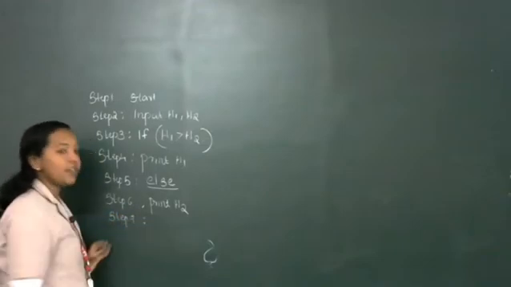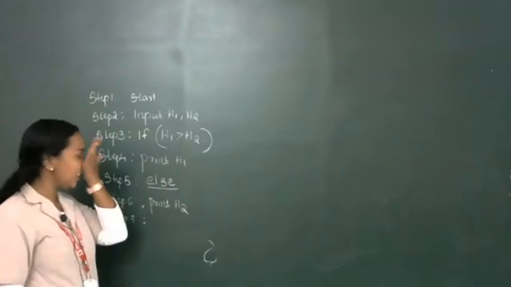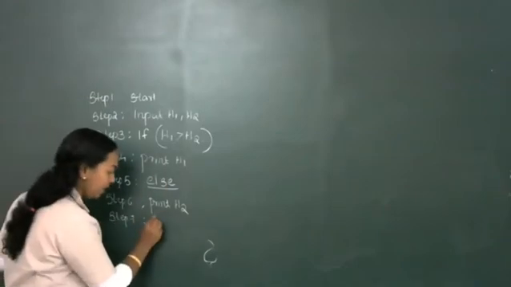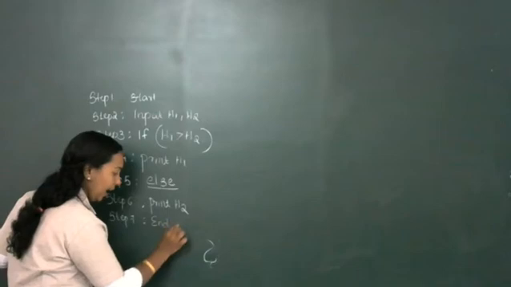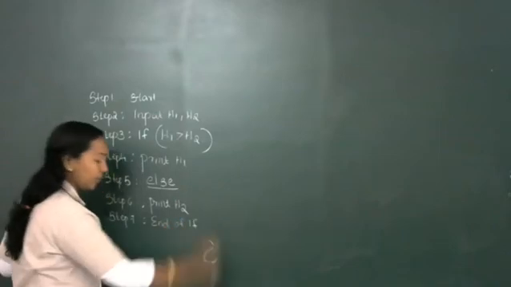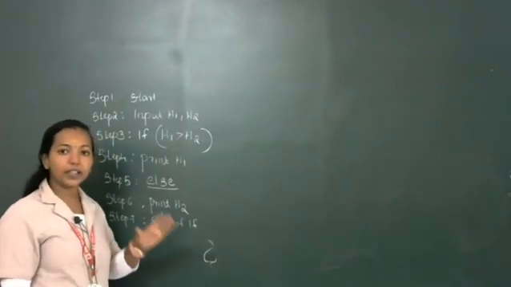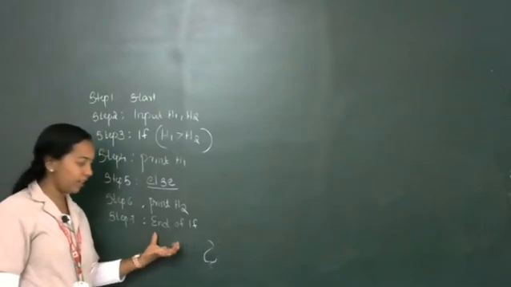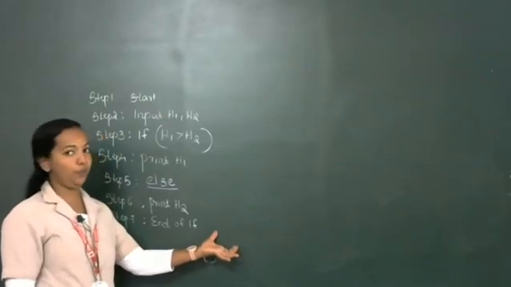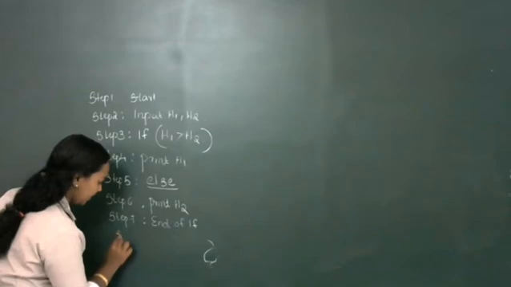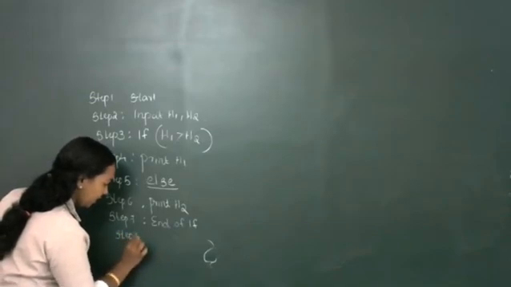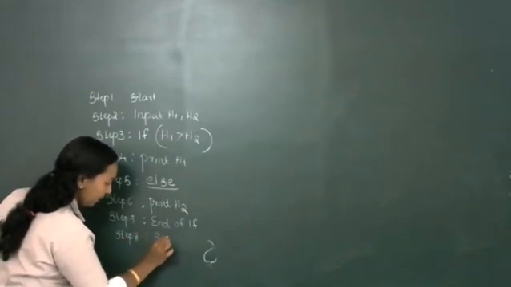Then after that, step 7. If the condition is over, by this we are terminating the condition. You want to write end of if. To terminate the condition, you want to write end of if. Then after that, we terminate the procedure by stop.